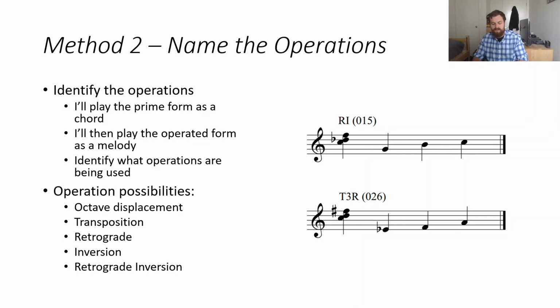If it were retrograde, it would be this, right? But it's just transposed. So the answer for this second one is just T, just transposed. Okay? So that's it for trichords.